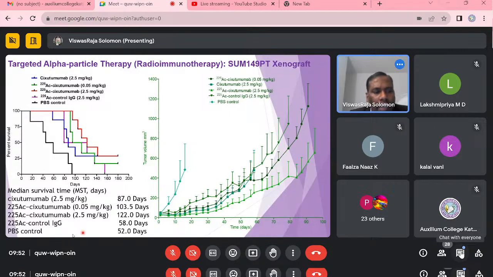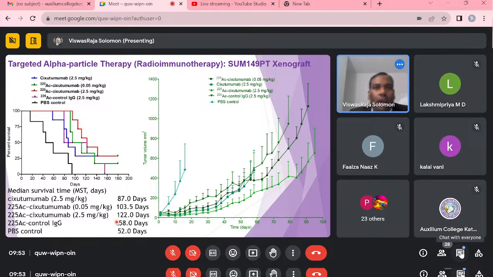When the mice were PBS treated, 6 mice survived up to 52 days. For the same days, when the dose was given with the low specific dose of 2.5 mg per kg, they survived 120 days. The difference is significant. It's an amazing result, we can say.